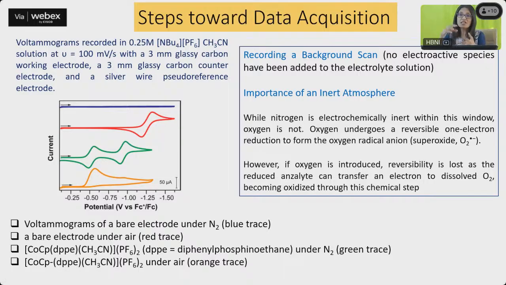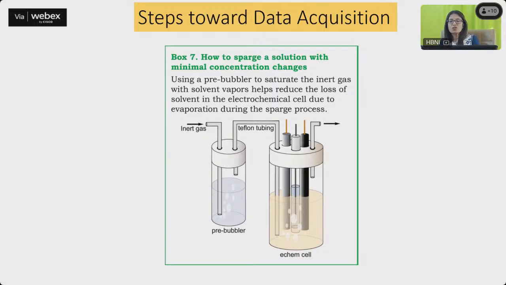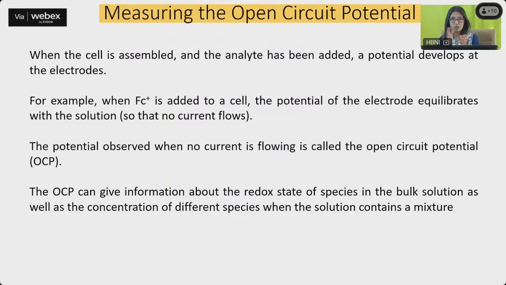Whenever you are using these three electrode materials, you have to be very careful about all these data acquisition procedures. And of course, you need to take care of the amount of electrolyte: it shouldn't be bubbling out, or vapors shouldn't be produced in the solvent of the electrochemical cell, so you use a pre-bubbler. So these are all the steps for the data acquisition.